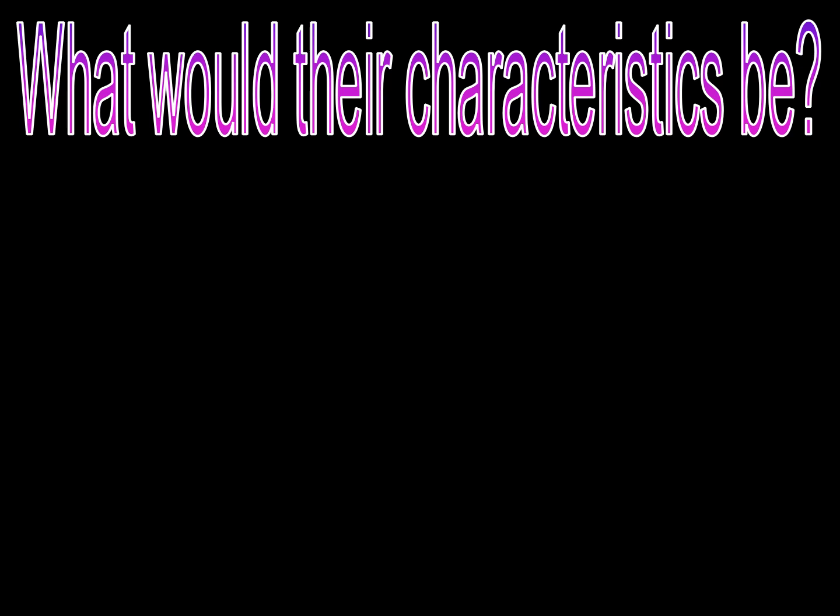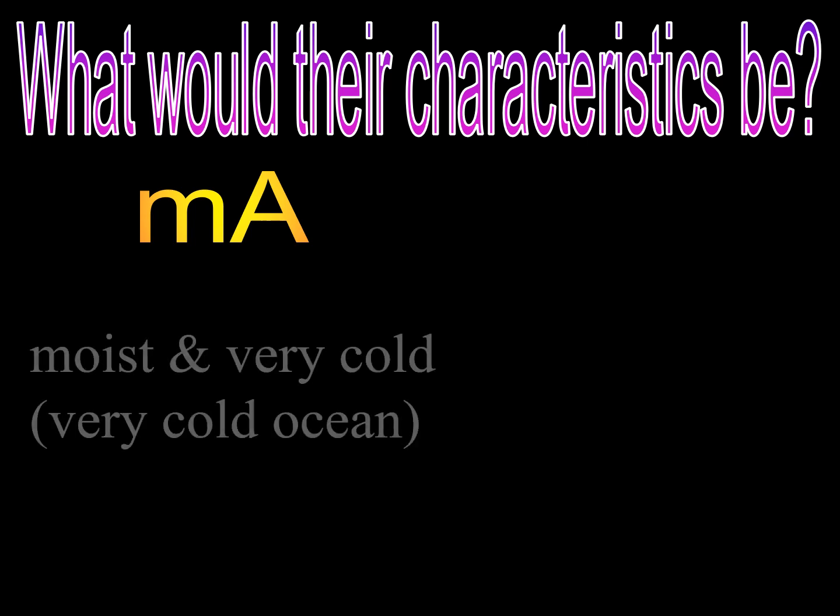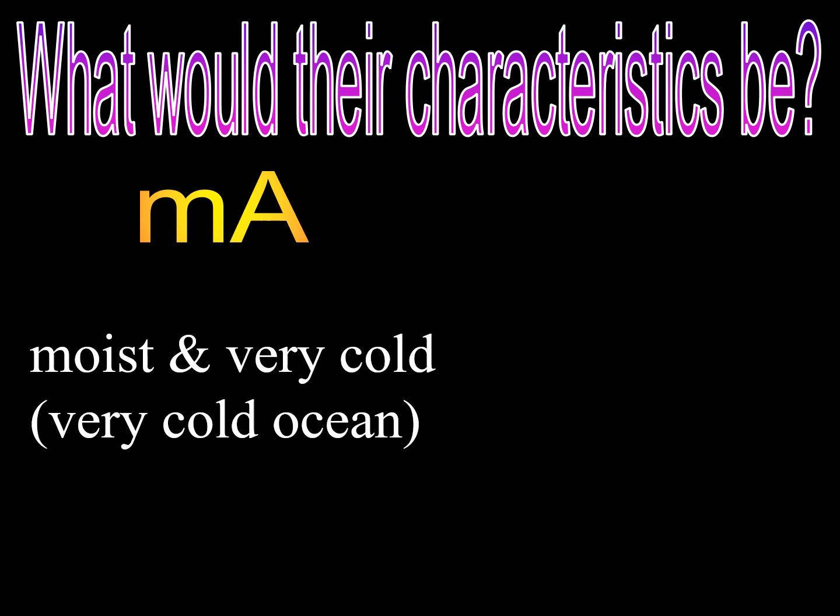Let's try a couple more. So we have an M. Well, what do you know about that? Right, it's going to be moist or maritime. And A means it's going to be Arctic. So you can think Arctic or Antarctica. So that's really cold. So it's going to be moist and very cold.